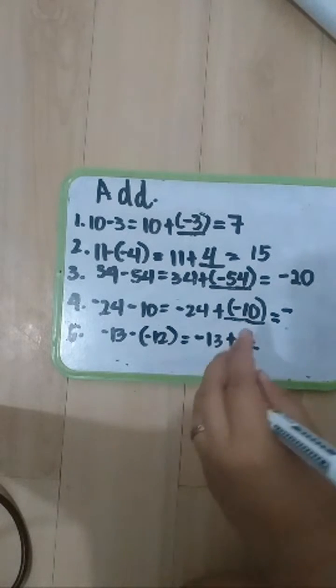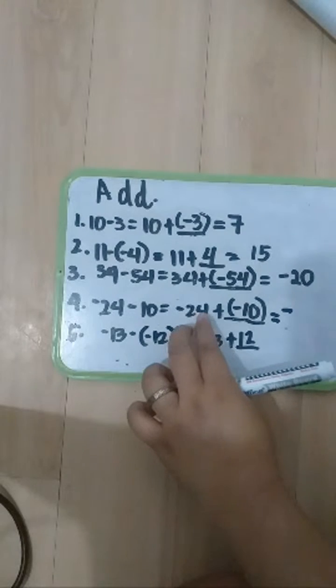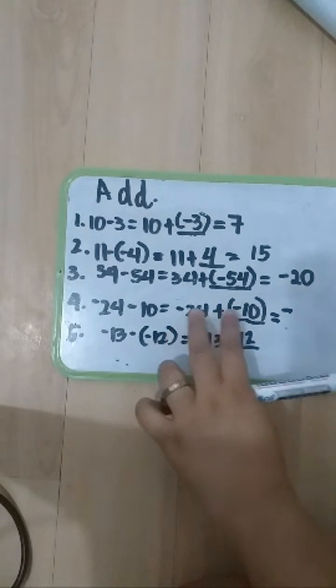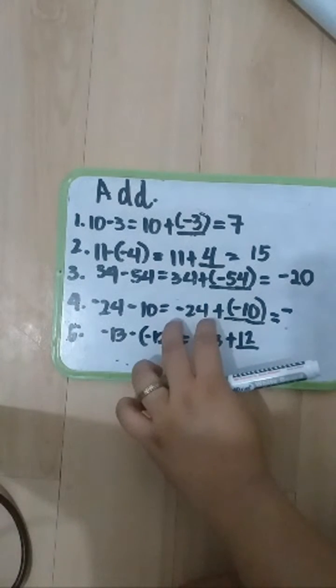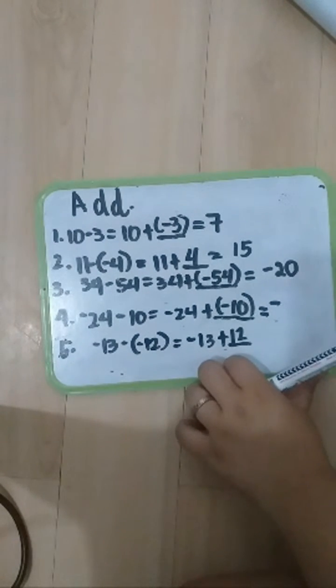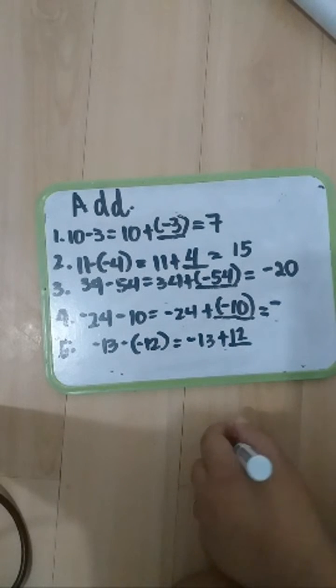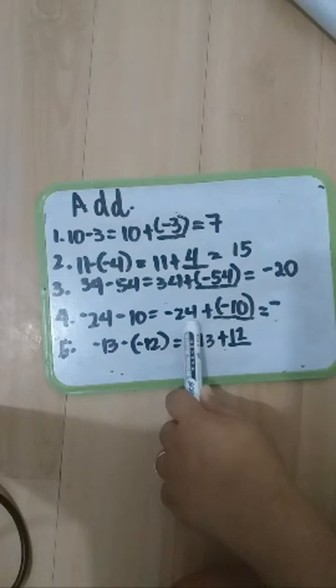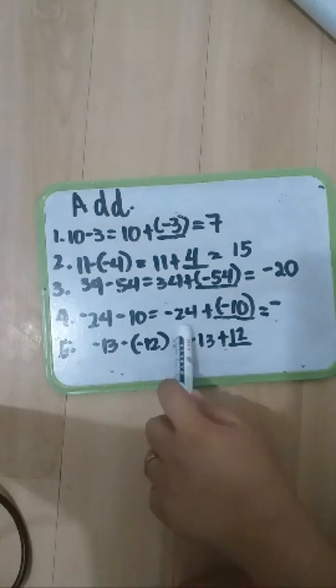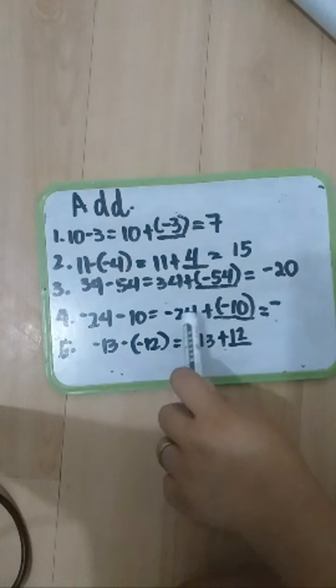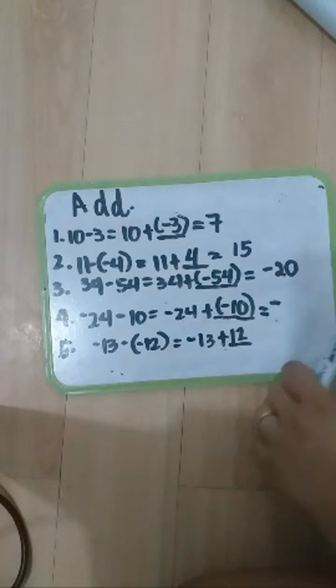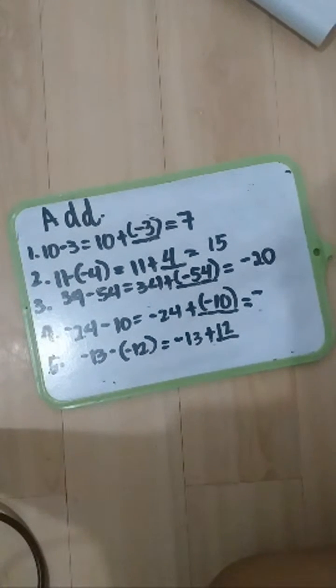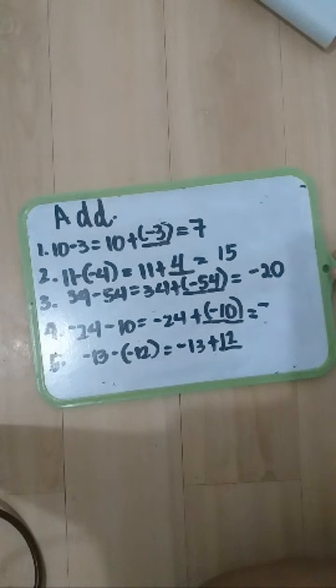Then, proceed to addition of the integers. You have to add the absolute value of negative 24 and negative 10. So, ang absolute value ng negative 24 is positive 24. Absolute value ng negative 10 is positive 10.